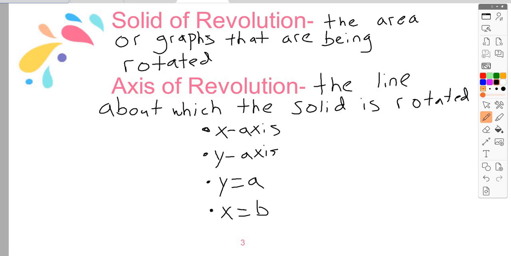Okay. So that is the nice thing about our volumes by rotations, is that we do not have a bunch of formulas that we have to memorize. Right? We actually should already know our formula. What is the area of a circle? Pi r squared, which is going to be the basis of our rotations.